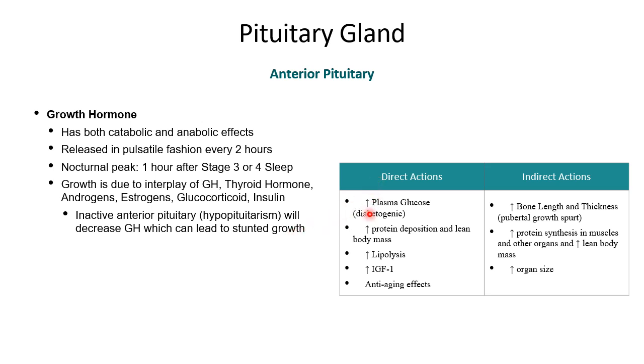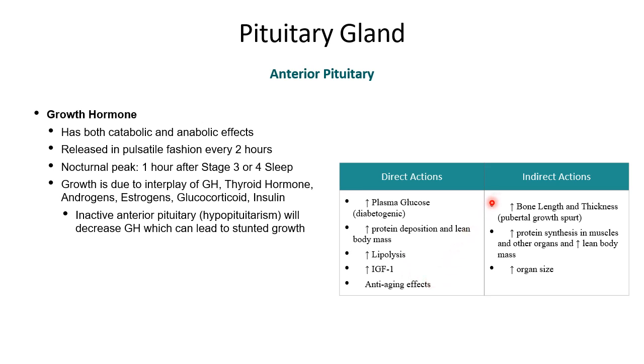What are the direct actions of growth hormone? It increases plasma glucose, and so it is a diabetogenic hormone. It increases protein deposition and lean body mass. It increases lipolysis or the breakdown of fat. And it also increases insulin-like growth factor 1, which is also known as somatomedin C, and it produces anti-aging effects.